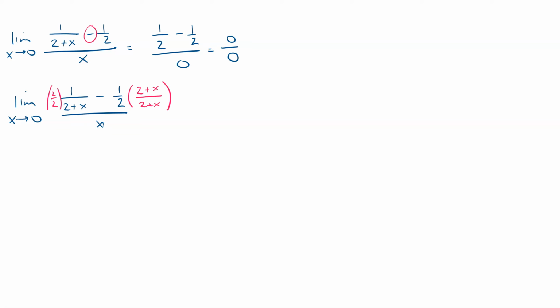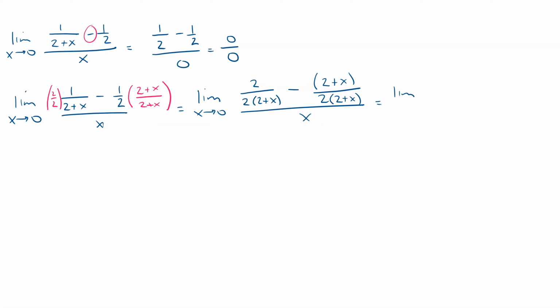Now I have common denominators, so when I rewrite this limit, I have the limit as x goes to 0 of 2 over 2 times 2 plus x minus, don't forget your parentheses here, they're super important, 2 plus x over 2 times 2 plus x, all over x. I can rewrite this again. Again, don't forget the parentheses. And I'm just going to keep doing what the math is asking me to do. I'm going to now simplify.